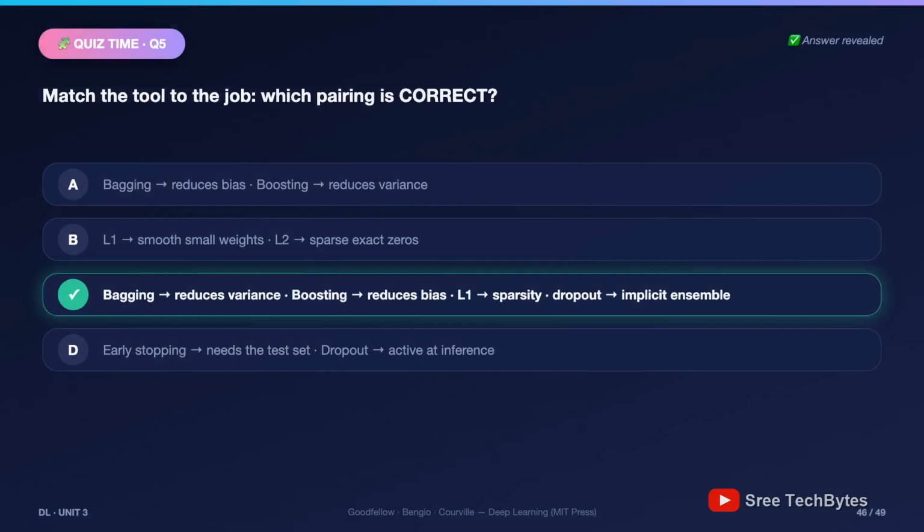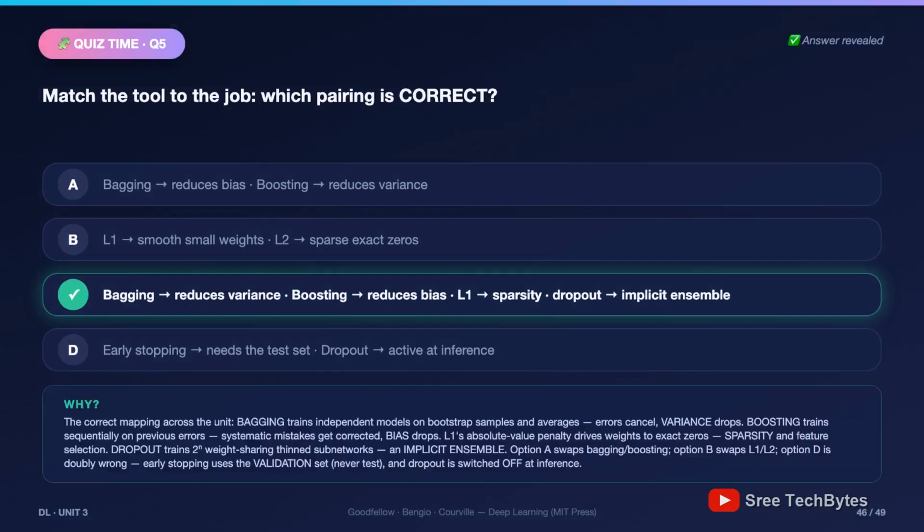The answer is C, the only option with every mapping correct. Walk it through. Bagging trains independent models on bootstrap samples and averages random errors, so variance drops. Boosting trains sequentially on previous mistakes, systematic errors get corrected, so bias drops. L1's absolute penalty drives weights to exact zeros, sparsity. And dropout trains 2 to the n weight-sharing subnetworks, an implicit ensemble.